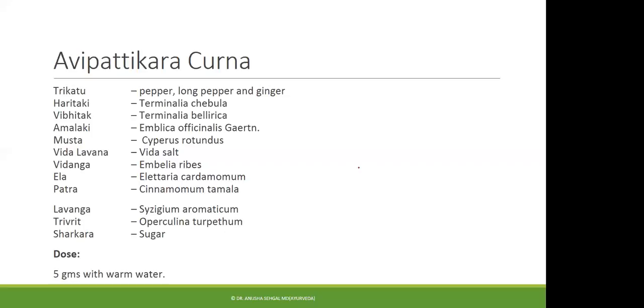And the time you would probably want them to take this is at bedtime. So they can take this Avipatikara Churna, 5 grams with warm water, just a little bit before they go to bed. Okay?